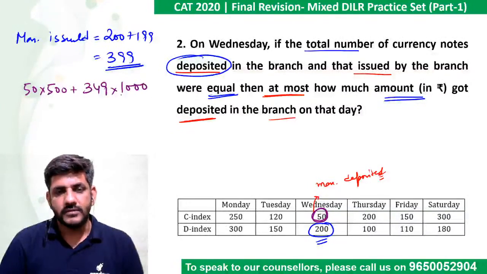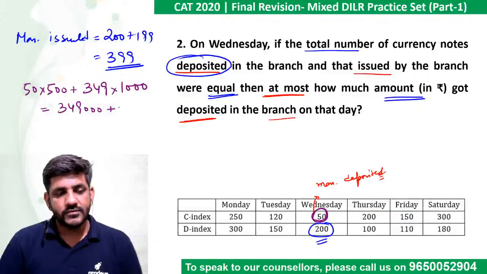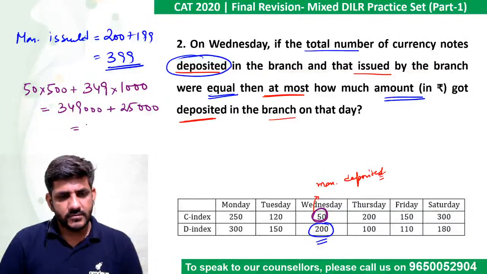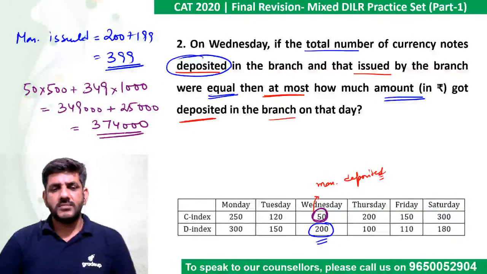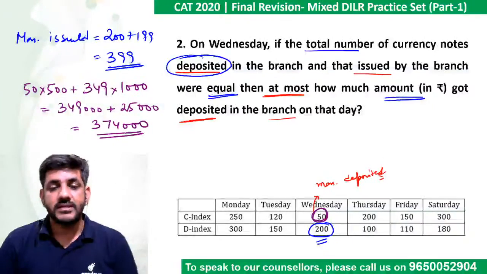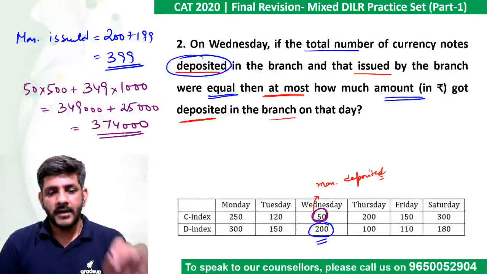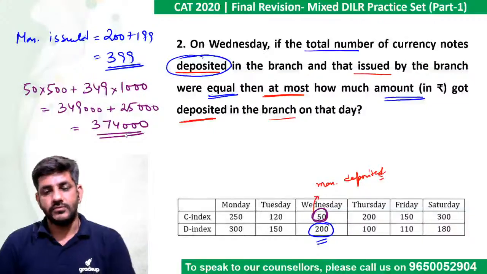So to maximize the amount, I will assume कि 50 notes are of 500 and the remaining 349 notes are of 1000. So the total amount that will make is 3,49,000 plus 50 into 500. So 50 into 500 is 25,000, right? इन दोनों को ऐड कर देते हैं. So कितना आ जाएगा? ये आ जाएगा 3,74,000. So the maximum amount that can be deposited in the branch on that day is 3,74,000.